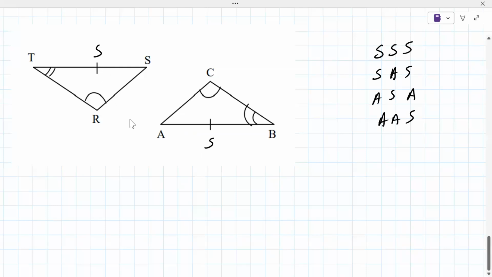There's a side and a side that's congruent. What do these curved lines refer to? Oh, the angle. So you've got an angle and an angle. So side-side-angle or side-angle-side. Okay, is the angle between the sides?